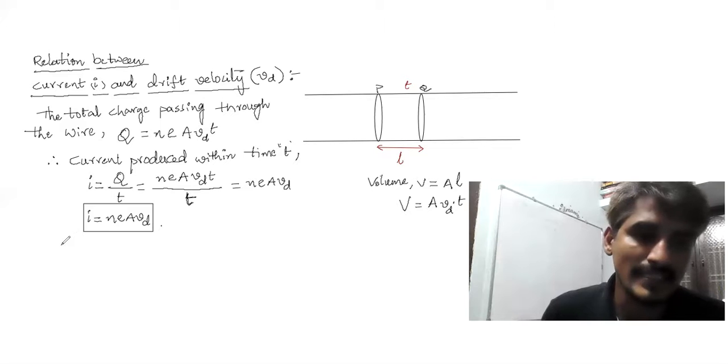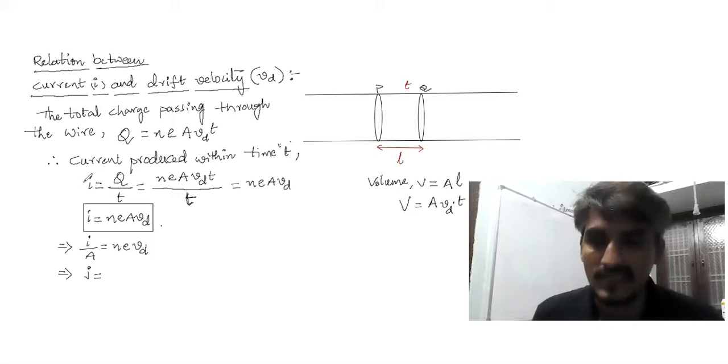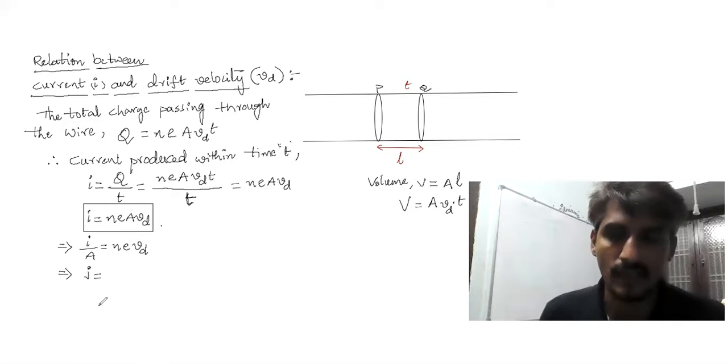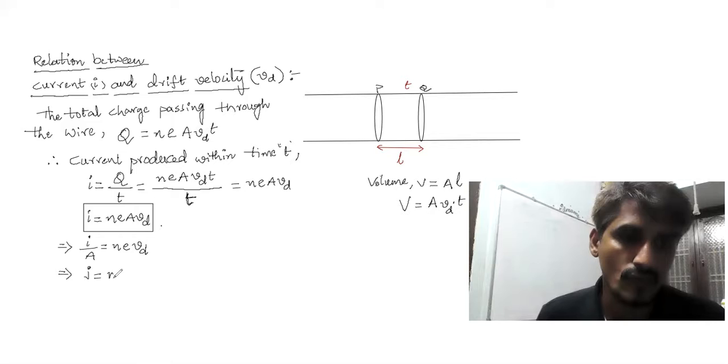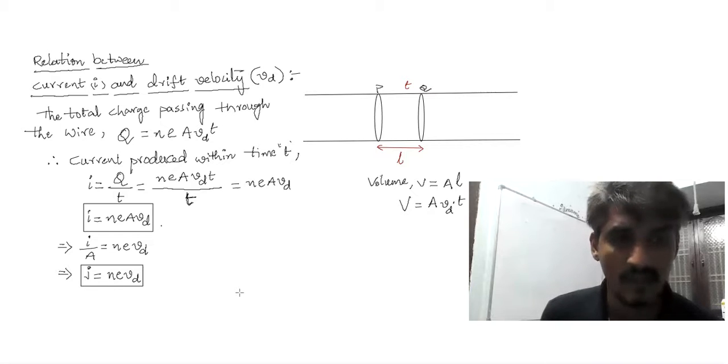Now let us send this A to the left side, so that it becomes I by A is equal to N E Vd. What is I by A? We can write that I by A is called J, current density. In the previous class, in the second video, I explained about the J value, current density. So J is equal to N E Vd. Now this is a relation between the current density and drift velocity, right?